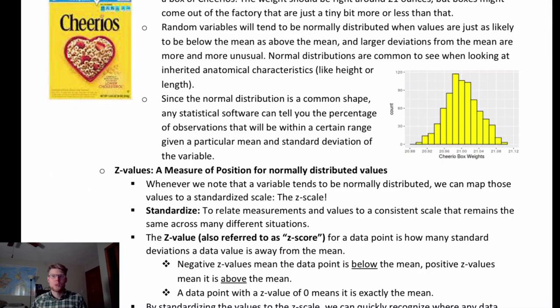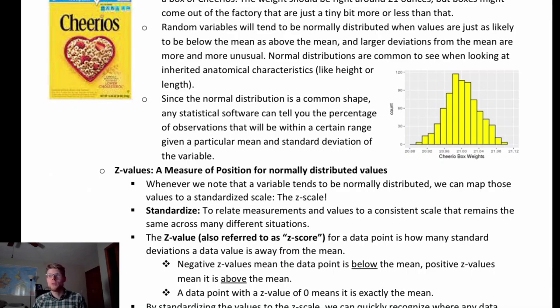So with that in mind, if you think about different variables that are normally distributed, that are measured in different units, that are talking about different things, it can be helpful to convert those values to a common scale that we call the standard normal distribution. And the standard normal distribution is going to be centered with a mean of 0 and standard deviation of 1.